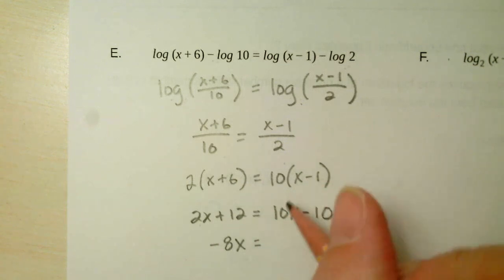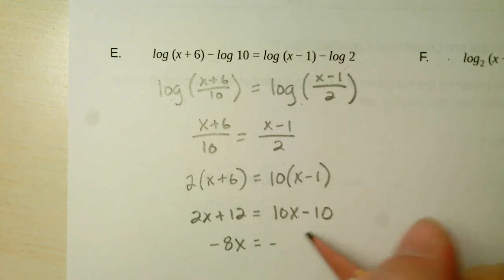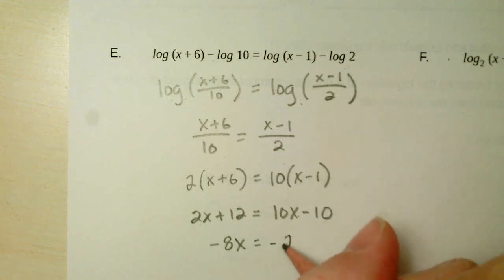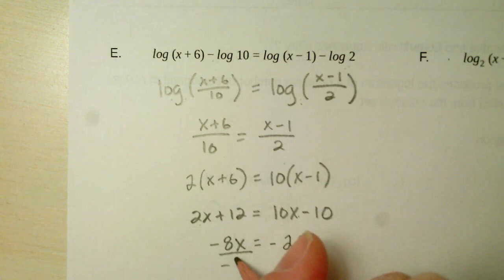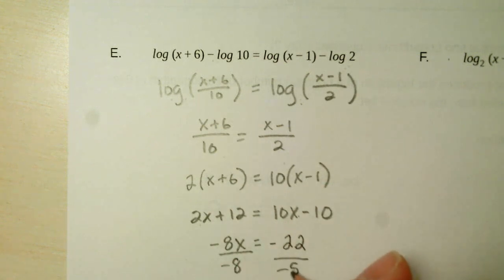And I get negative 22. I divide by negative 8 on both sides. And I get x equals, 2 goes into both of these, 11 fourths.